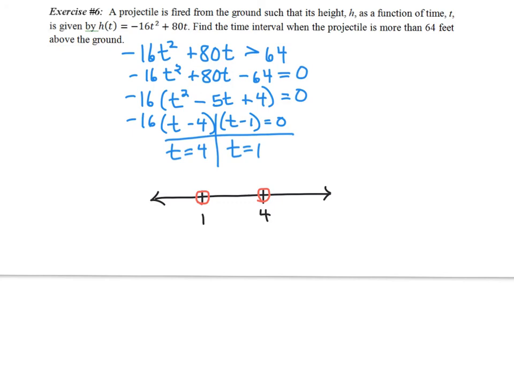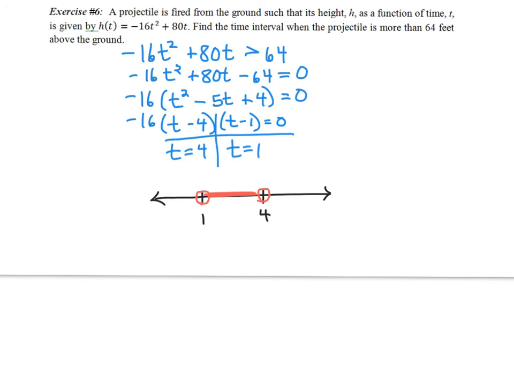Picking a number between 1 and 4, let's try 2. Plugging in here, I see, well, I've got a negative 16. That doesn't change because it's a constant. 2 minus 4 is negative. 2 minus 1 is positive. So a negative times a positive gives me a positive answer. So I'm going to shade this section. Try the number 5. So negative 16 times 5 minus 4, which is positive. 5 minus 1, which is positive. That gives me a negative solution, so that's not what I'm looking for.